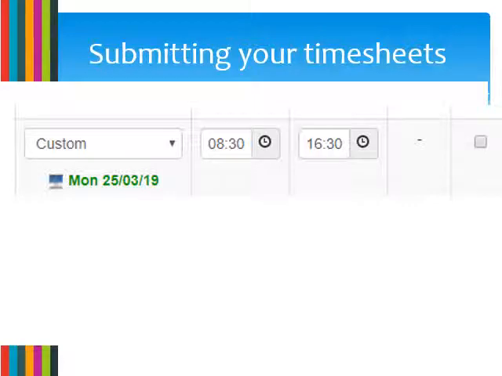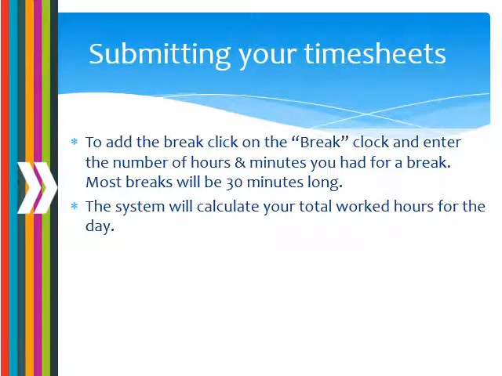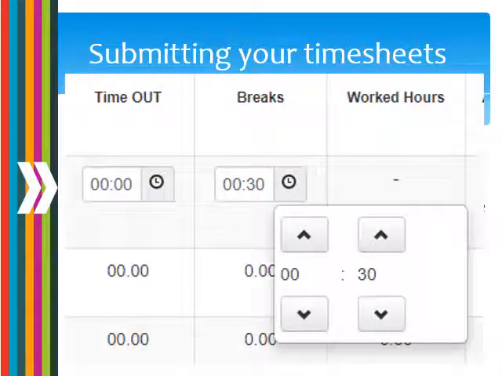Now move to the time out column. In this column, you need to enter the time you've finished your working shift. You must include your breaks. Failure to enter breaks may result in your timesheets being rejected. To add a break, click on the break clock and enter the number of hours and minutes you had for a break. Most breaks will be 30 minutes long. The system will automatically calculate your total hours worked for the day by subtracting your break time from the time in and time out.